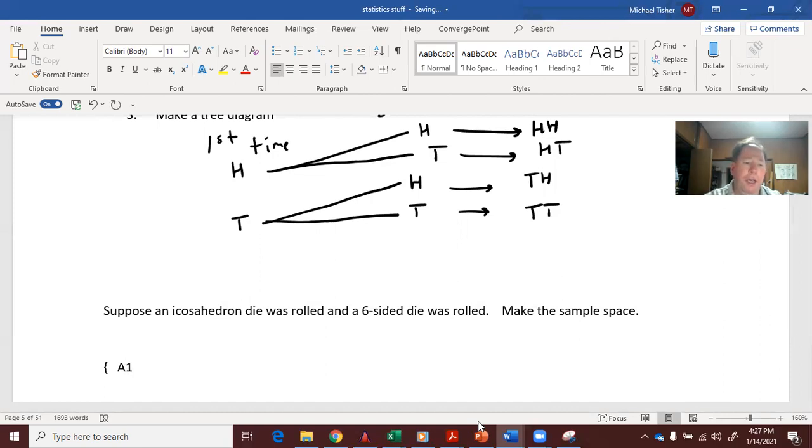A1 means roll A on the icosahedron die and 1 on the six-sided die. Or we could have A2, A3, A4, A5, and A6. Now, we could also have B1, B2, B3, B4, B5, and B6. And as you can see, this will take a lot of time, right? But it may be well worth it depending on what kind of probability problem you're dealing with, okay? But you get the idea, right? We have C1, C2, C3, C4, C5, C6. Again, clarifying, C6 means roll a C on the icosahedron die and a 6 on the six-sided die, okay?